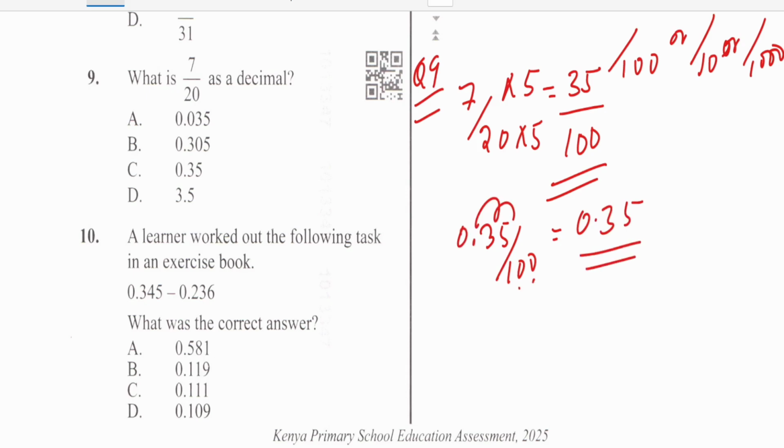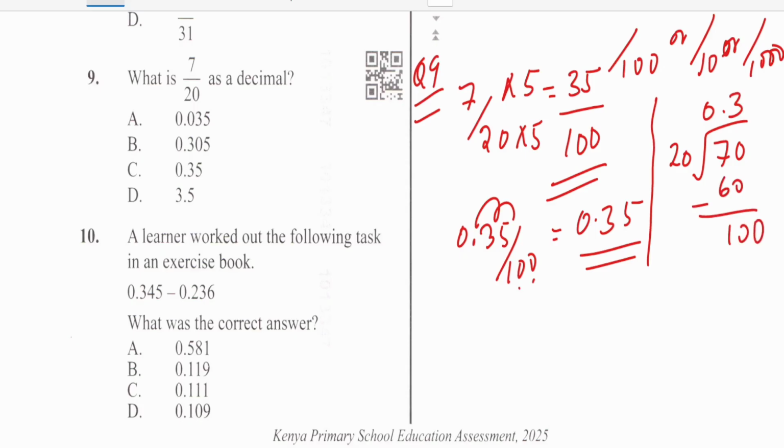Another way of answering such a question, you might attempt to take 7 divided by 20, and then you add 0 to this because 20 cannot go into 7 unless you add 0. And if you add 0, you add 0 point at the top, and you ask yourself, 20 goes into 70 how many times? It goes in 3 times, giving you 60, and a remainder of 10. Now since it's 10, you can add another 0, but you don't add anything at the top. You just leave it the way it is. So 20 goes into 100 how many times? It goes in 5 times, therefore giving you 0.35. It is a very easy question.